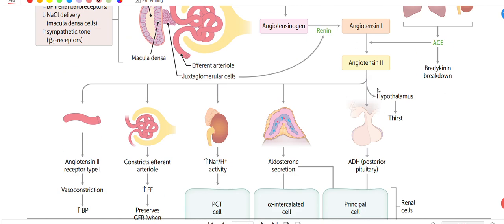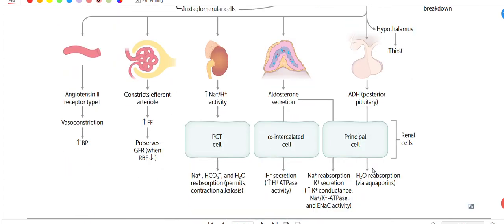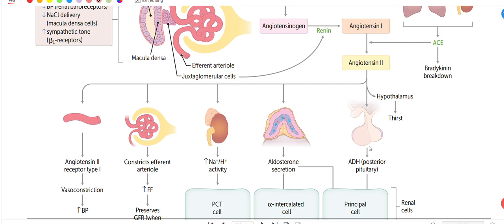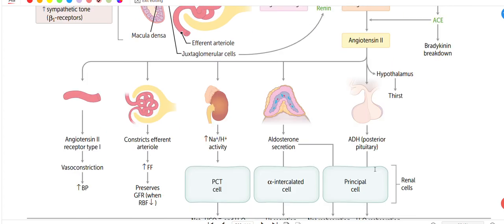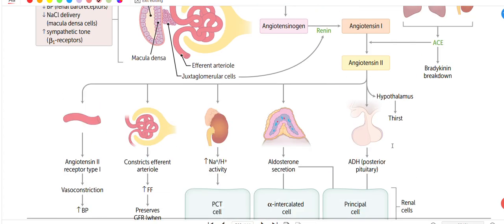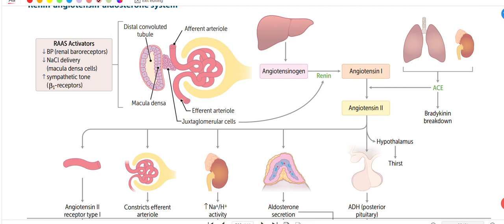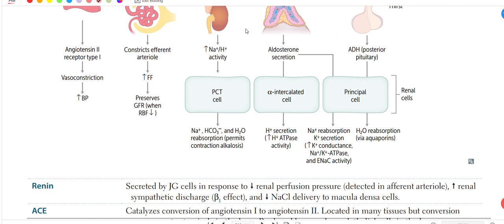Now, angiotensin 2 is also going to the hypothalamus, increasing thirst, which is something we always forget, and it's acting on the pituitary and increasing ADH, which increases aquaporin. So angiotensin also increases ADH production from the pituitary and increases thirst and water reabsorption. Something to note, okay?